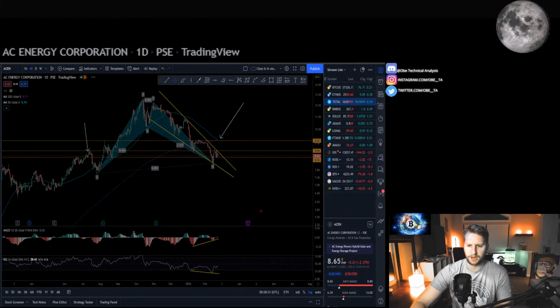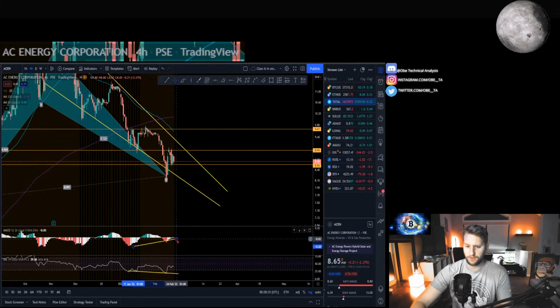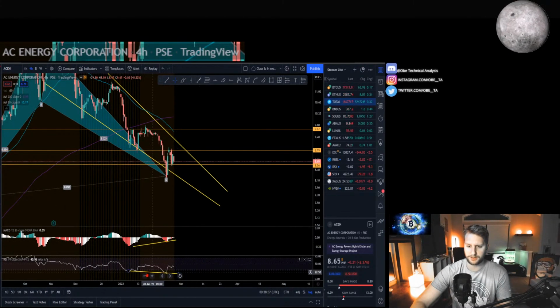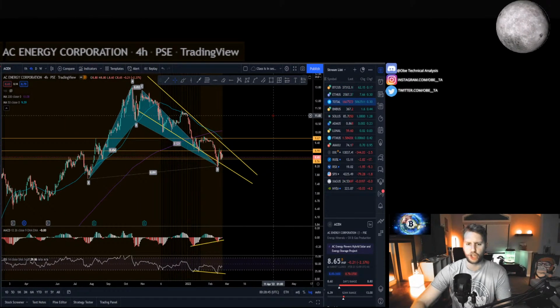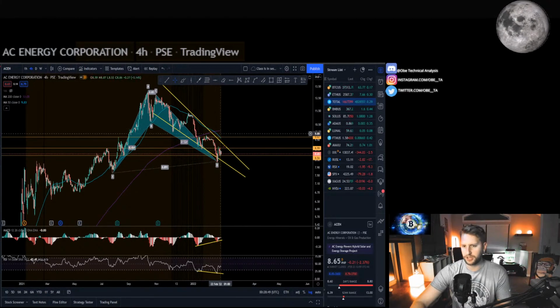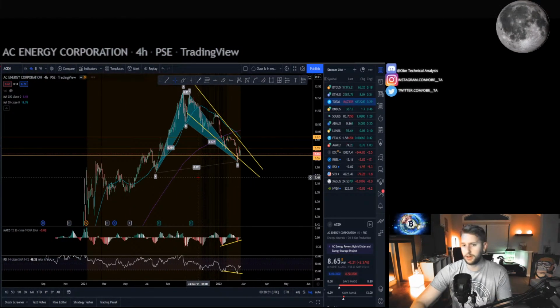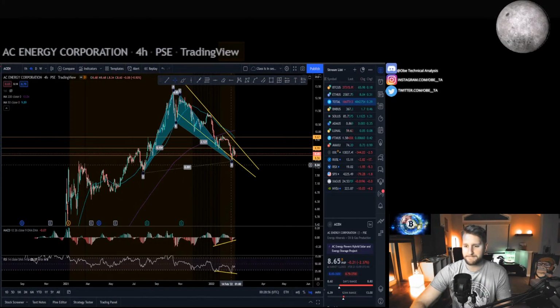See if the 4 hour's helping it out at all. All right, so the 4 hour, no surprise. But again, there's no divergence on the RSI. So again, it's just MACD show. Even on the 4 hour, the death cross that happened is much more pronounced. So look, you're holding on to $8.56.